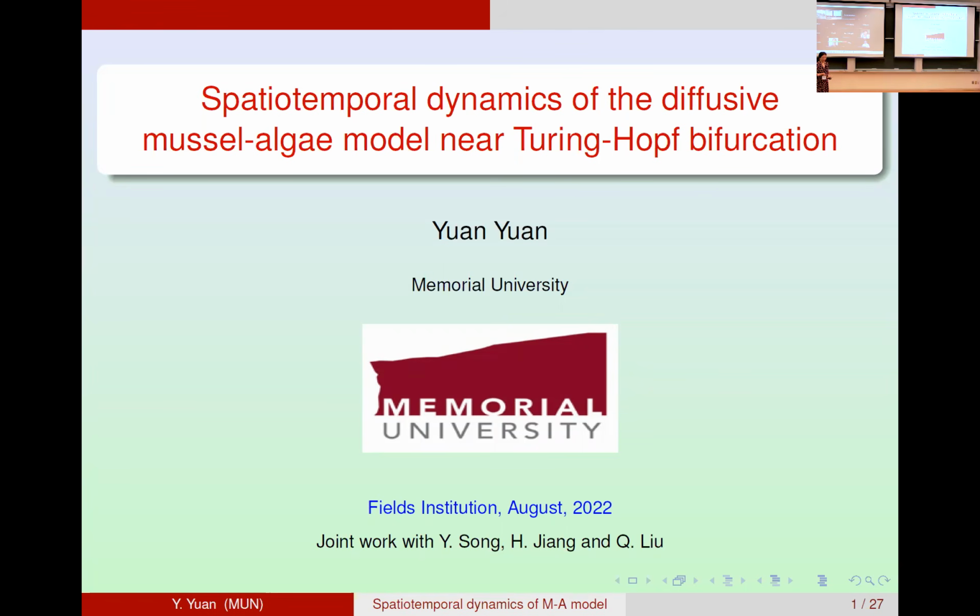Okay. What I'm going to talk about today is the spatial-temporal dynamics of the diffusive Mussel-Algae model near Turing-Hopf bifurcation. This is joint work with Yuan and Heping Jiang and Chenxin Liu in China.